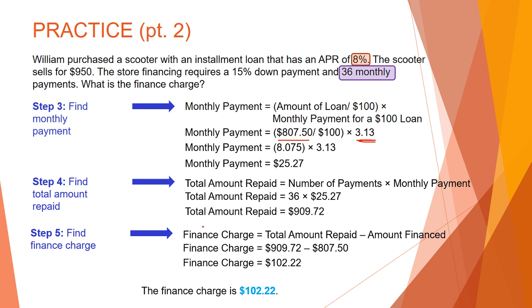So just a really quick real life situation. You notice how the question says 36 monthly payments. That's you paying the minimum. If you were to pay more than $25.27 every single month, this 36 will no longer be 36, because if you pay more, that means you finish owing sooner, meaning your finance charge will also be lower. So keep that in mind.